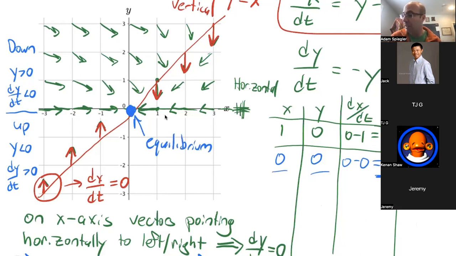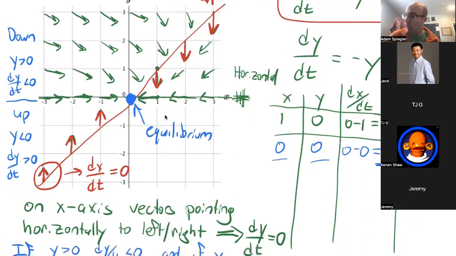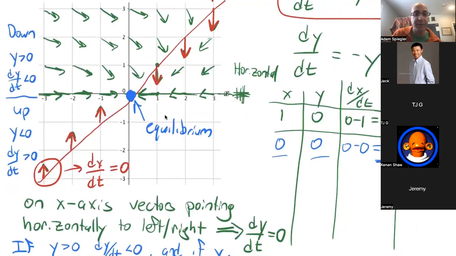And then the question might be, is this equilibrium stable or unstable? What do people think about that? So if I start at a point close to it, what direction am I going to head? Towards the equilibrium, away from the equilibrium, sometimes towards it, sometimes away from it. Yeah, this is going to be a stable equilibrium.